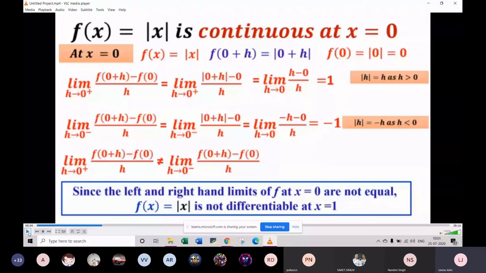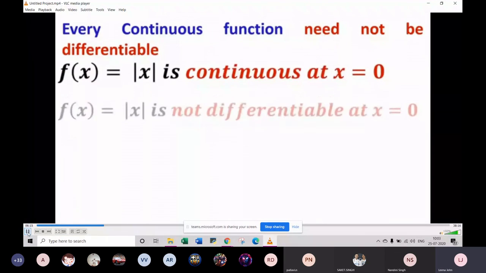Example, f of x equal to mod x is continuous at x equal to 0, but not differentiable at x equal to 0. Continuity, I am not proving it because we have already done it. Now, f is not differentiable, that is proved. So, f of x equal to mod x is not differentiable even though it is continuous.